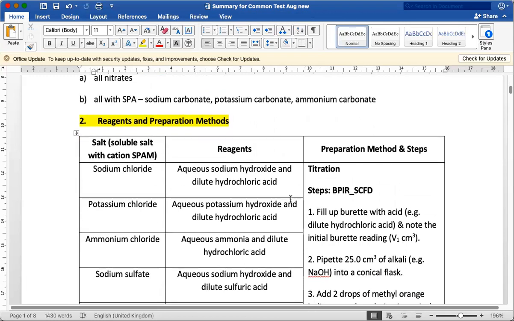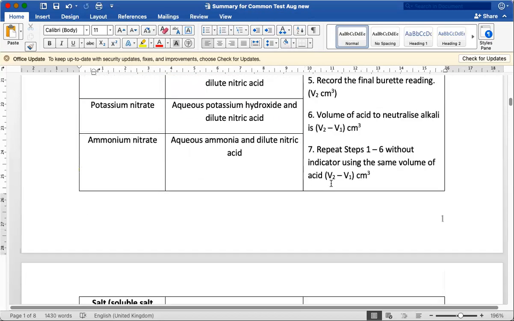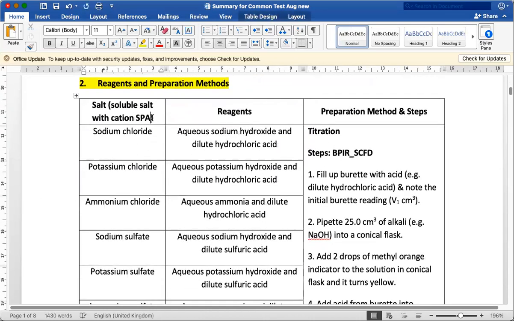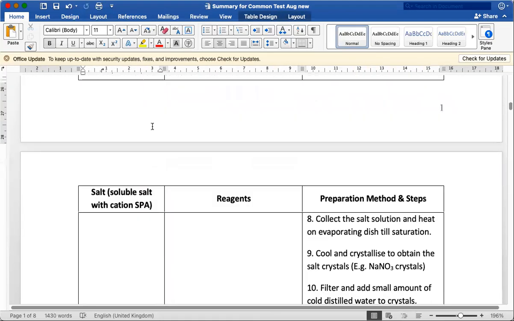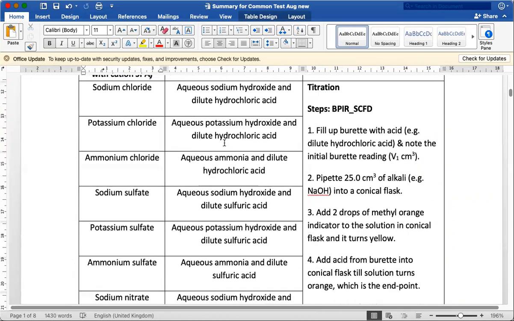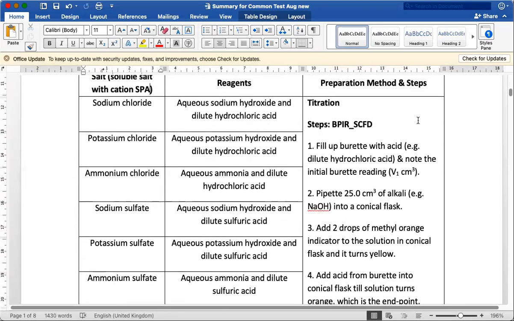All right. So the first method I will go through is titration. I'm going to show you how to remember them using mnemonics or acronyms. So what I did here was list out all the possible salts that can come out in exam, and the possible reagents that you can use to prepare the salt. So the method is written here. I categorize it under BRIP, then a space, SCFD.